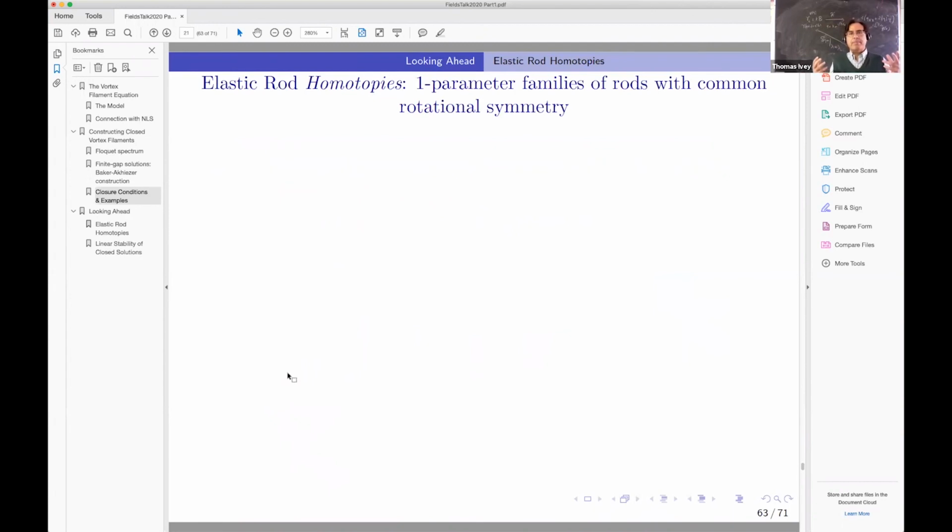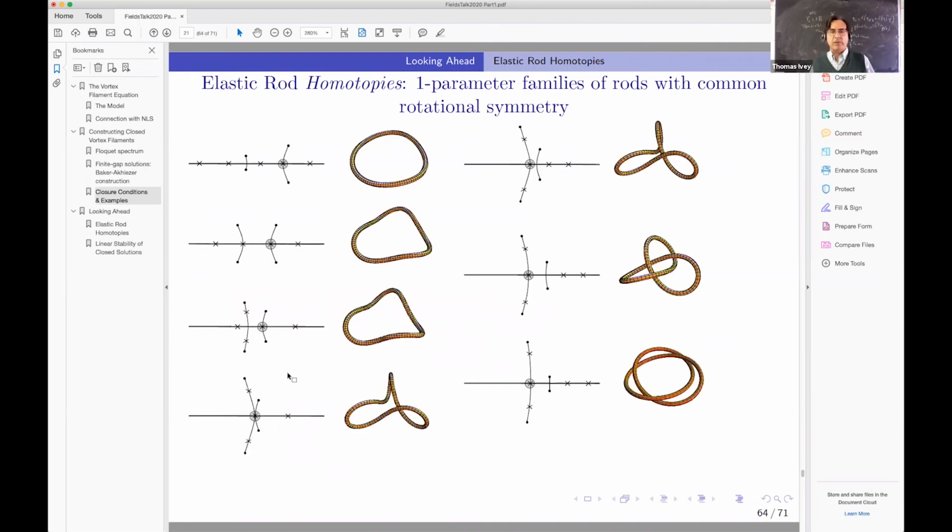This is an instance of what's called the elastic rod homotopy, and I will just say this really quickly since I'm running out of time. For a fixed rotational symmetry group, such as in this case, 120-degree rotational symmetry, there's a one-parameter family of elastic rod center lines that pass from an unknotted circle to a 2, -3, in this case, trefoil knot, and that's accompanied by a deformation of the Floquet spectrum for the corresponding Q.